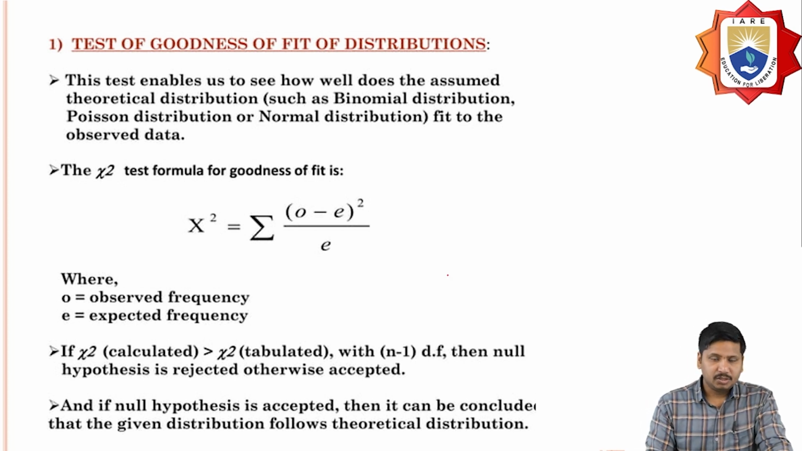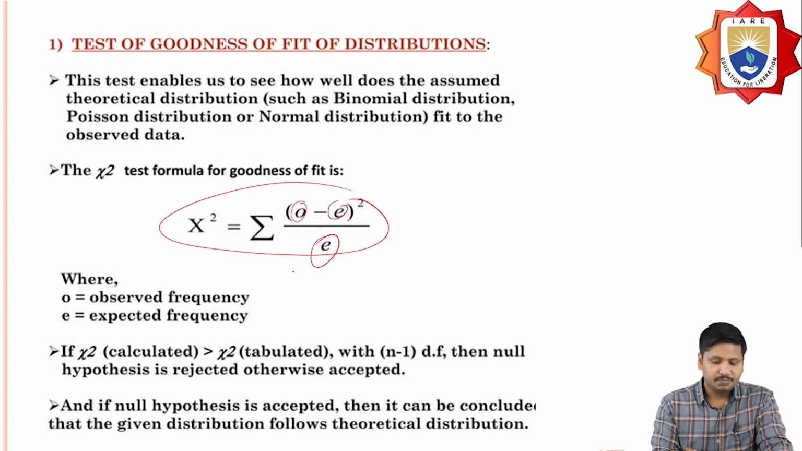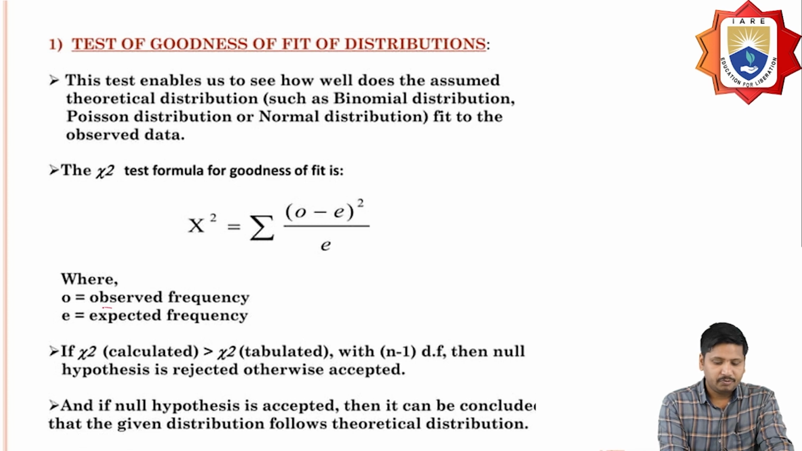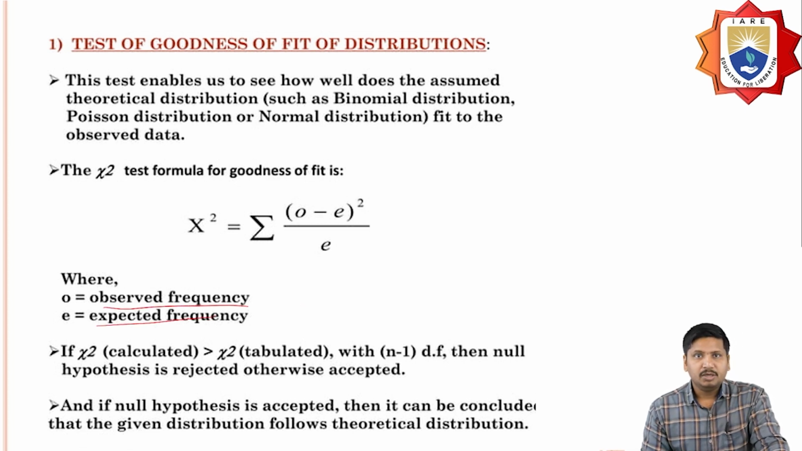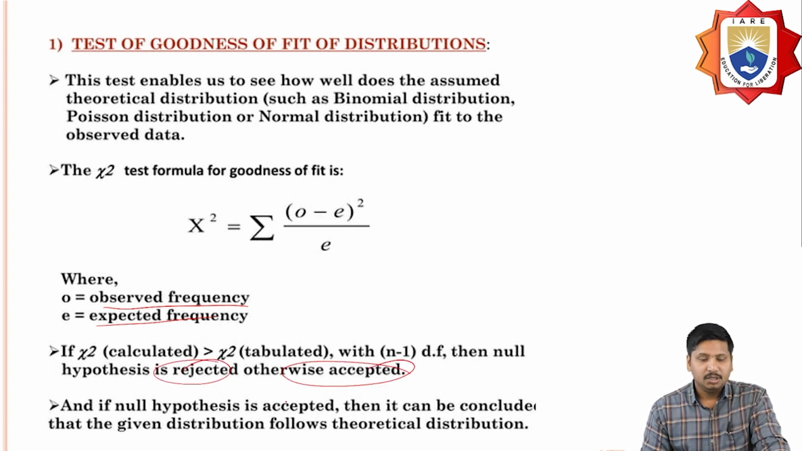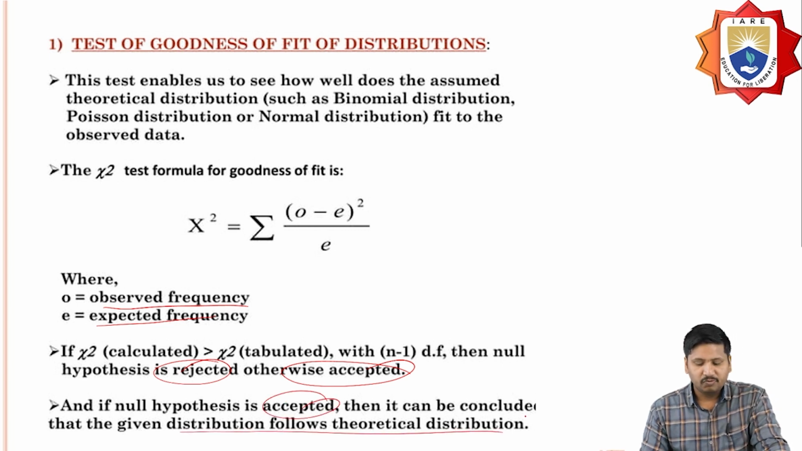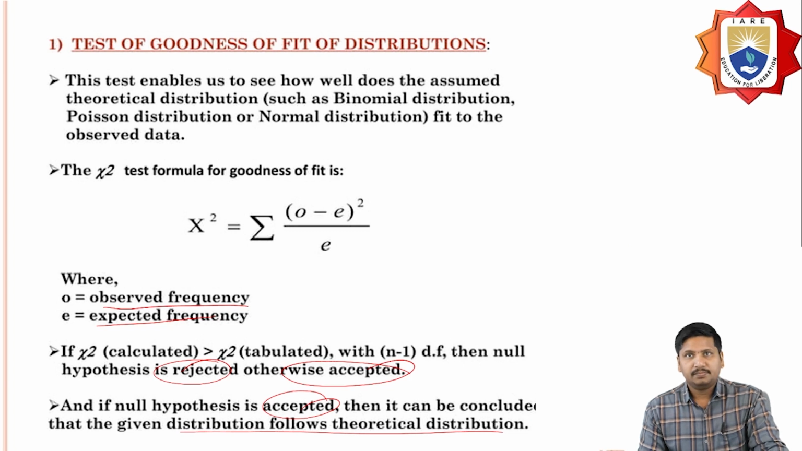And the chi-square test formula for goodness of fit is given by chi-square is equal to sigma of observed minus expected value whole square by expected value, where O is the observed frequency and E is the expected frequency. Suppose the chi-square calculated is greater than the chi-square tabulated with n minus 1 degrees of freedom, then the null hypothesis is going to be rejected, otherwise it should be accepted. Whenever the null hypothesis is accepted, then it is concluded that the given distribution follows the theoretical distribution, right?